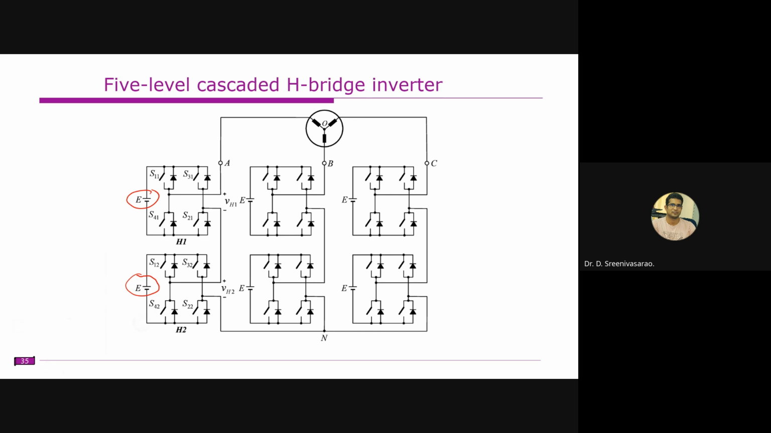If this is of a different voltage rating, like this is E voltage and this is 2E voltage, then it becomes asymmetrical. With asymmetrical, you can increase the number of levels, right? Like it is E0 minus E, and this will become 2E0 minus 2E. So combining these two, if you measure voltage between VA and N, this will become 3E0 minus 3E, so that will be 7 levels. Understood?